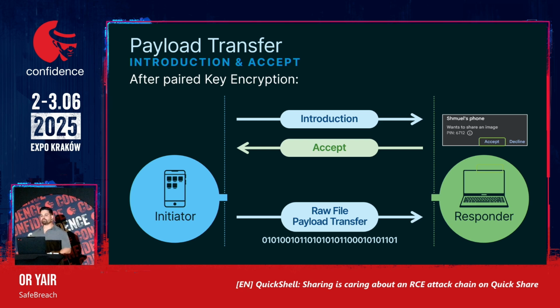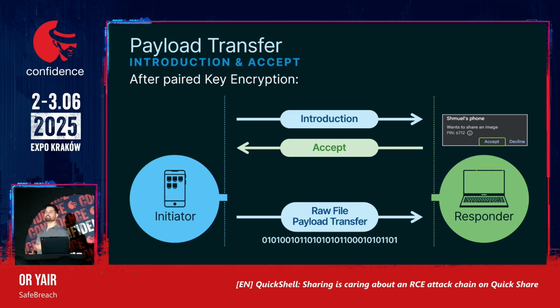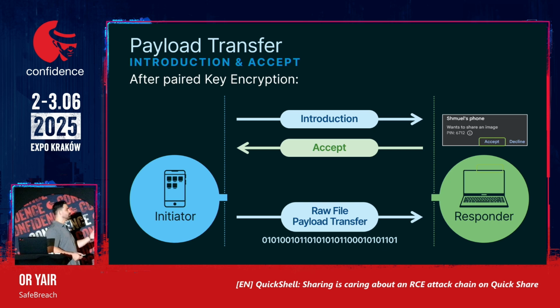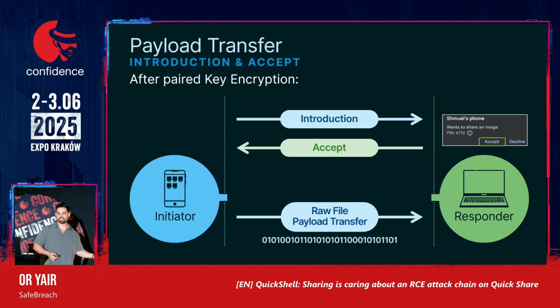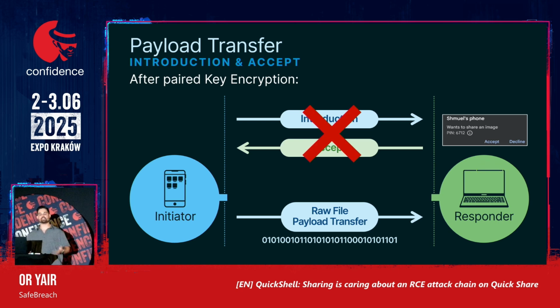But thinking about the fact that Quickshare's code was so generic, complex, and filled with threads and async methods all over the place, we just thought, what will happen if we just skip the introduction and accept dance, and instead just immediately send the raw file over a payload transfer packet? The result was that this just completely successfully worked.